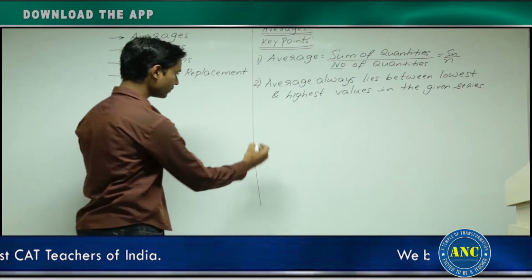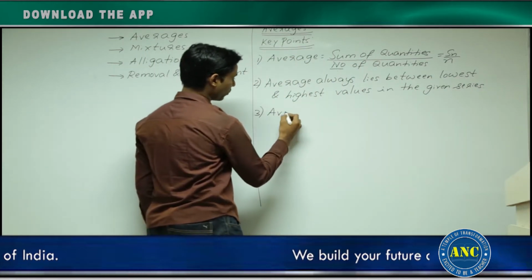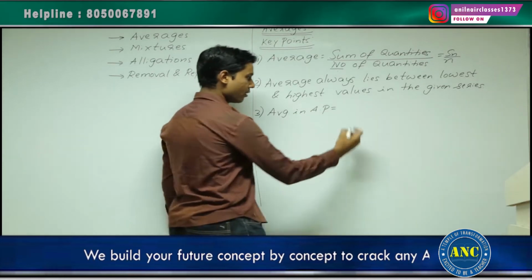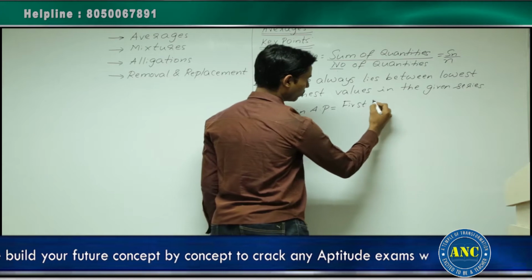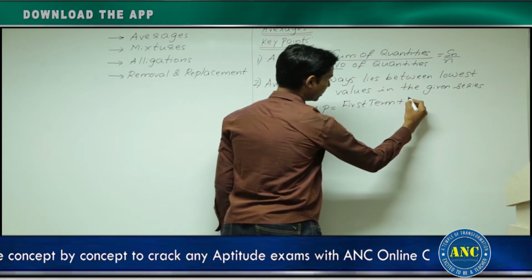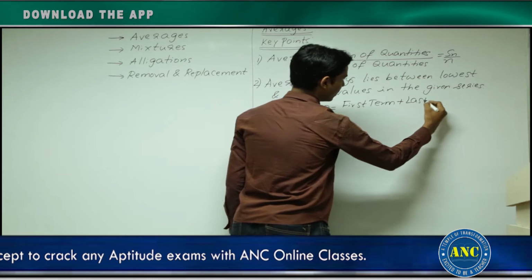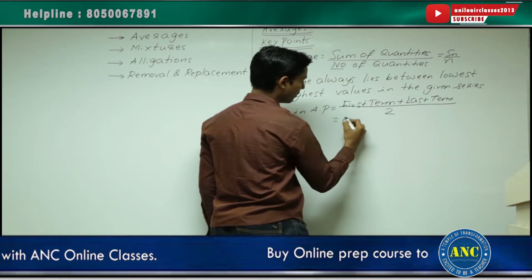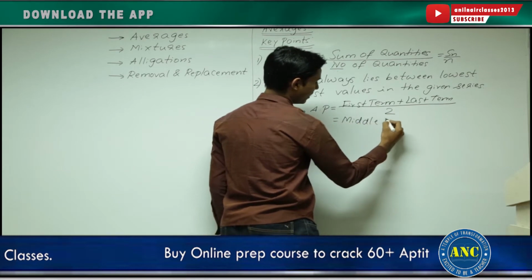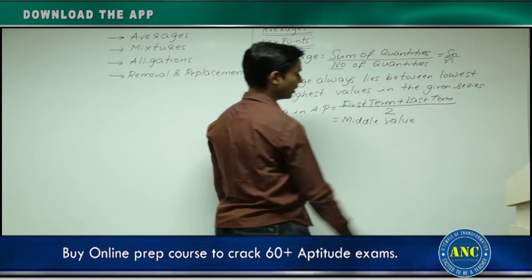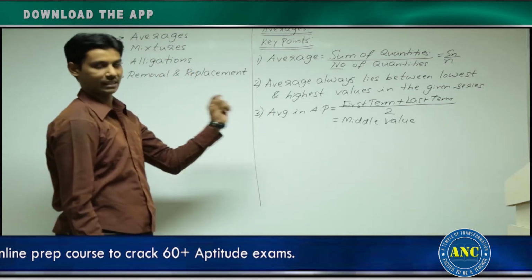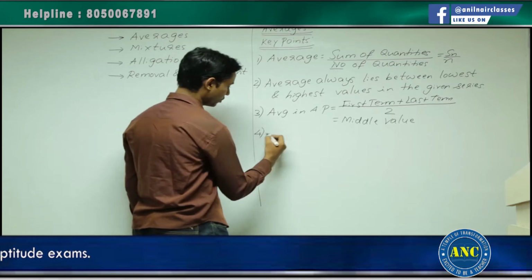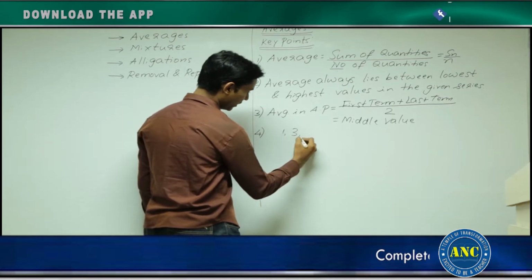Third point. Average in arithmetic progression is given by first term plus last term by 2. It is also given by the middle value. Average in arithmetic progression is also given by the middle value. I will explain each and every point with an example once I write all these points. First write down these points simultaneously. Fourth one. Just write down these points.